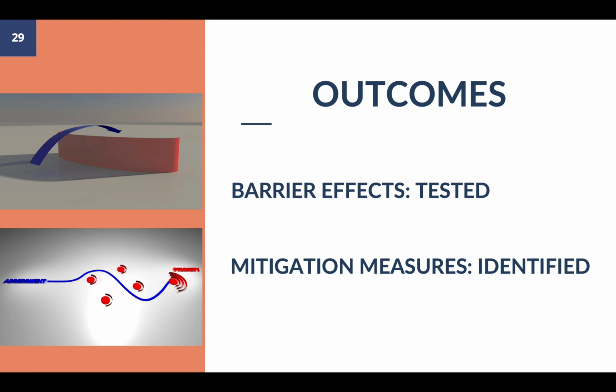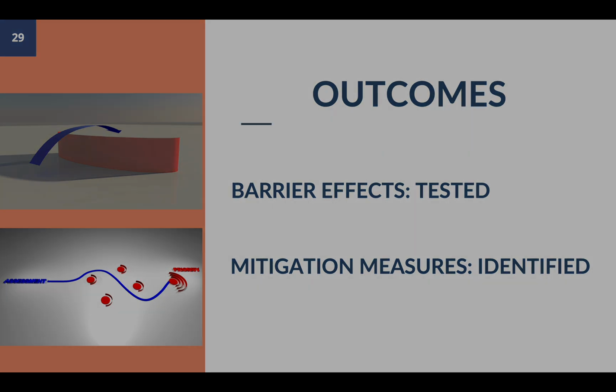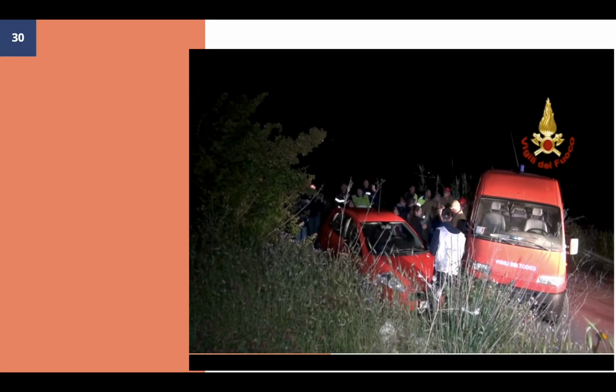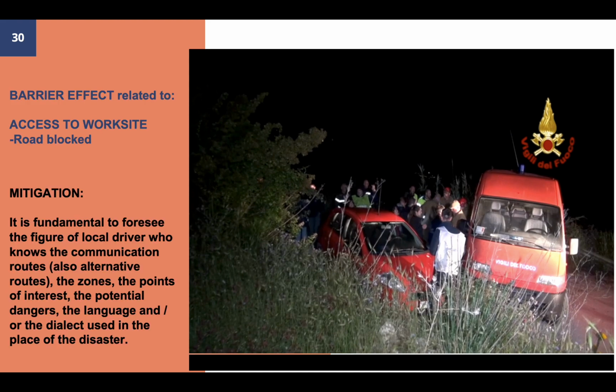The exercise allowed us to reproduce the barrier effects and test the procedures. Now we are going to see some of the barrier effects that have been reproduced and the measures taken to mitigate them. Road blocked. It is important to foresee the role of a local driver who knows the communication routes, also alternative routes, the zone, the points of interest, the potential dangers, and the language or the dialect used in the place of the disaster.